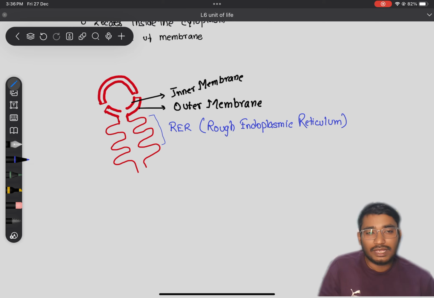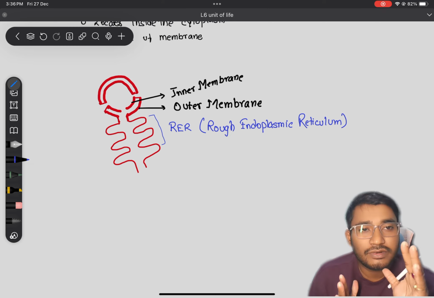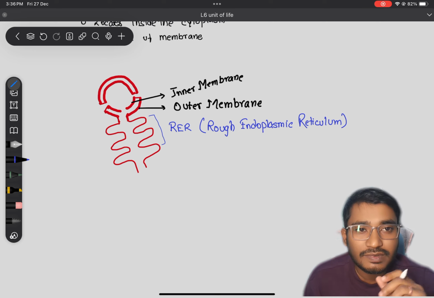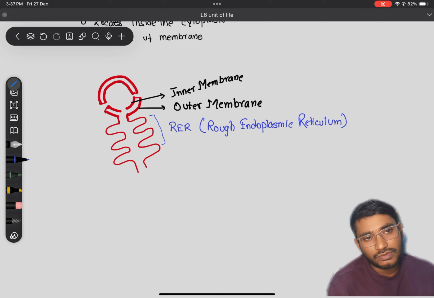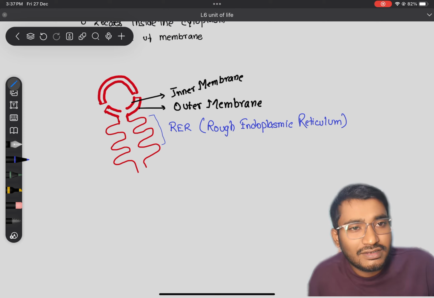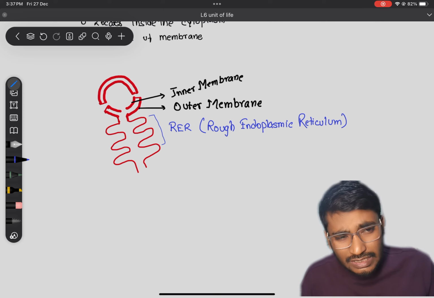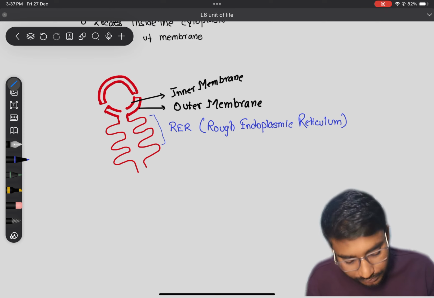It will synthesize the protein. The endoplasmic reticulum that contains ribosomes converts into rough endoplasmic reticulum, and those endoplasmic reticulum that do not have any ribosome are the smooth endoplasmic reticulum, and they generally function to produce lipids.